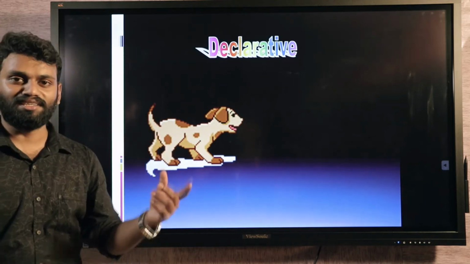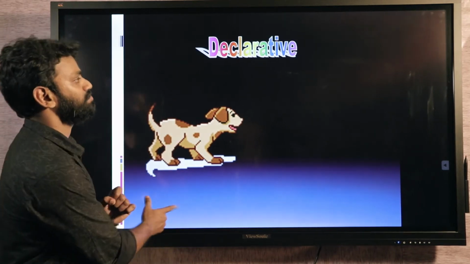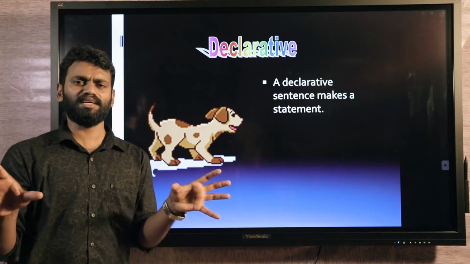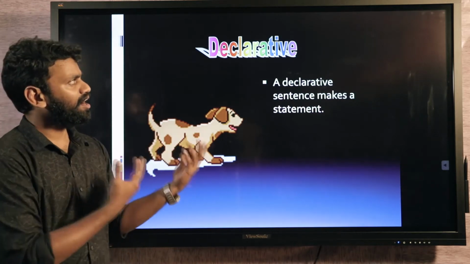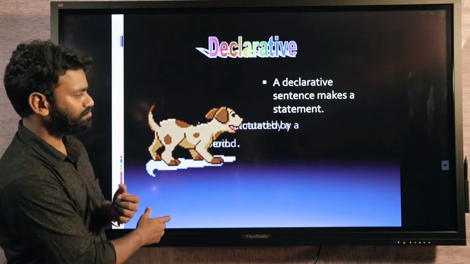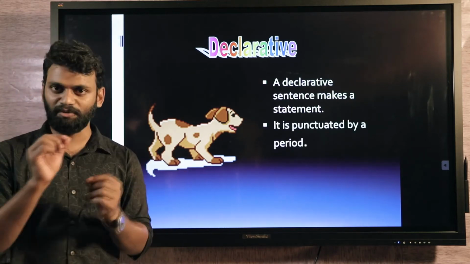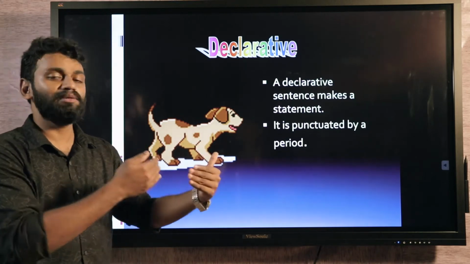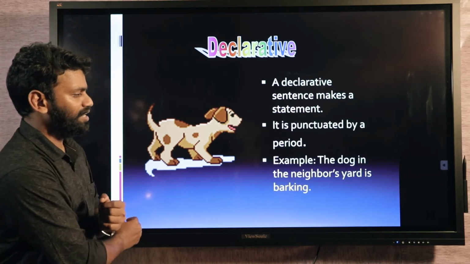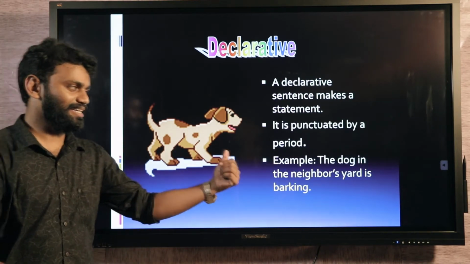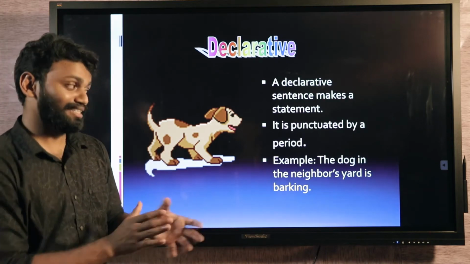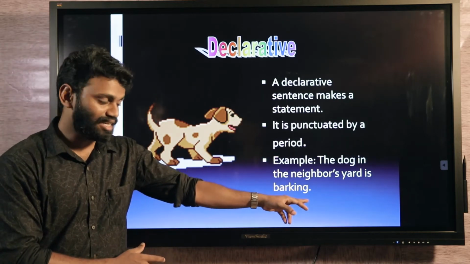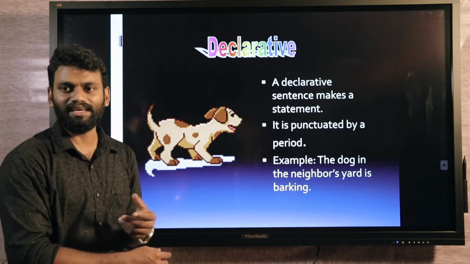The first type of sentence is declarative sentence. A declarative sentence makes a statement. Most of the sentences we make in our day-to-day life are part of declarative sentences. It is punctuated by a period or otherwise called as a full stop. So we end a declarative sentence with a full stop. Let's look at an example. The dog in the neighbor's yard is barking. So now this sentence, as we already said, it ends with a full stop, and this is a statement.